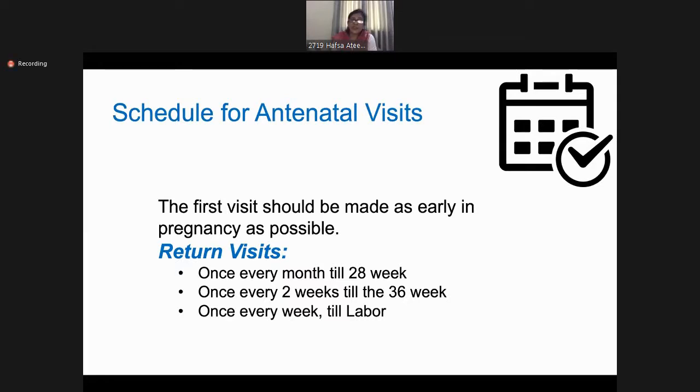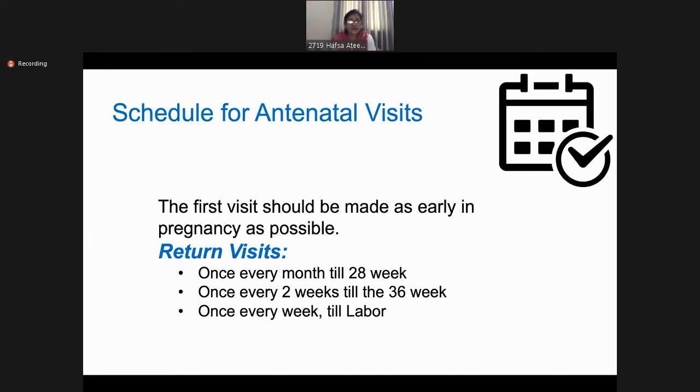That is, as soon as she misses the period, she should go to the healthcare provider and inform them, "See, I have missed my periods," get herself tested for the presence of a pregnancy by a urine pregnancy test or a blood pregnancy test, which is also there as the serum beta HCG test, and then get herself booked at a health facility. Then, how are the return visits?